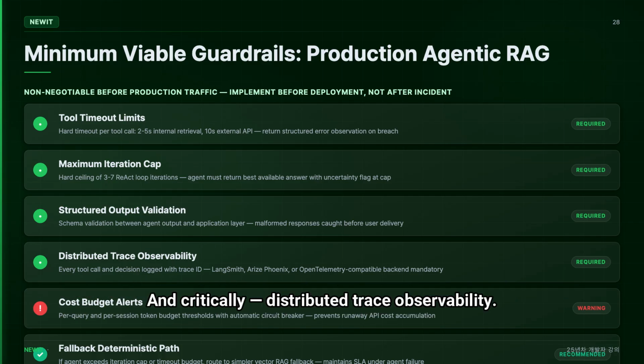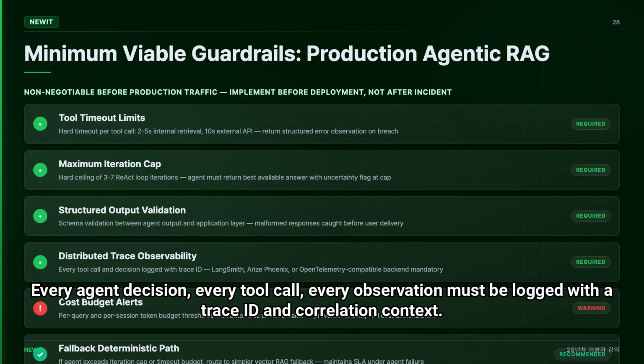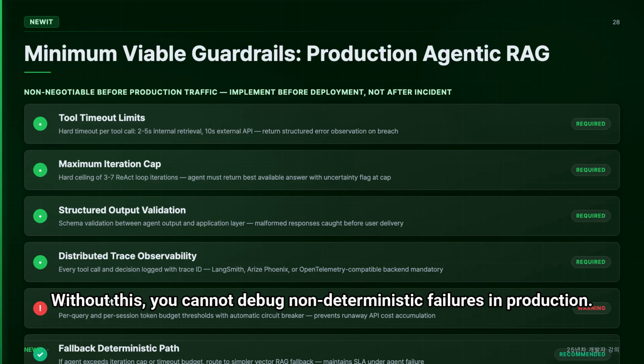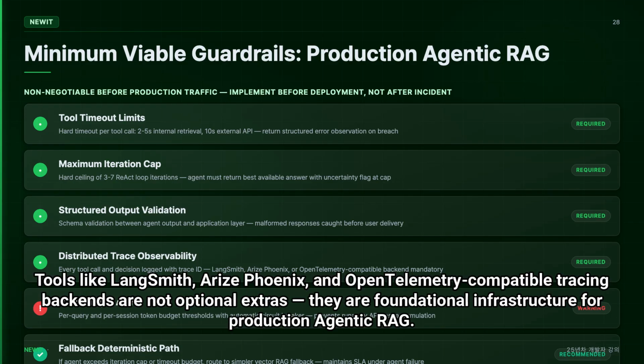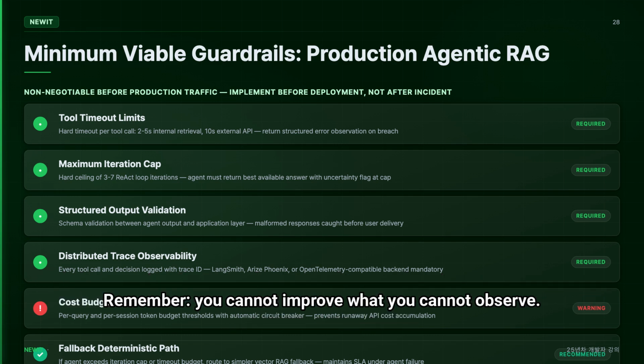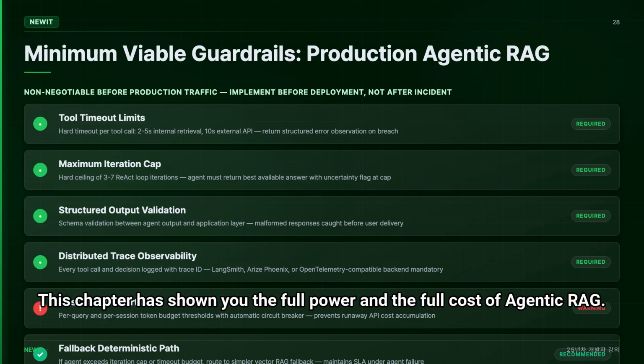And critically, distributed trace observability. Every agent decision, every tool call, every observation must be logged with a trace ID and correlation context. Without this, you cannot debug non-deterministic failures in production. Tools like LangSmith, Arize Phoenix, and OpenTelemetry-compatible tracing backends are not optional extras. They are foundational infrastructure for production agentic RAG. Remember, you cannot improve what you cannot observe.